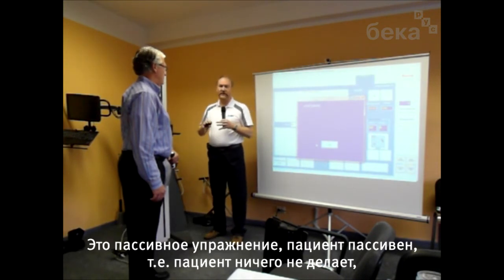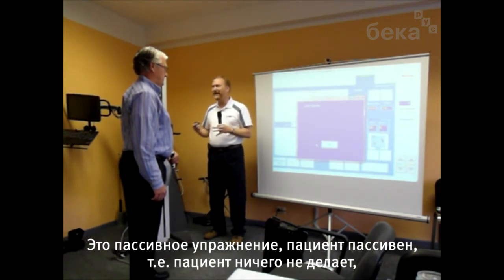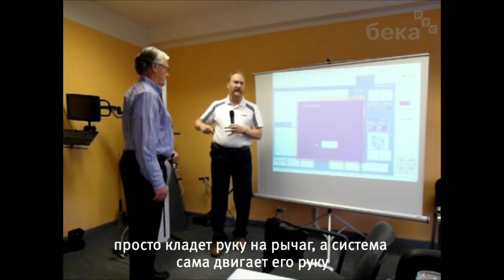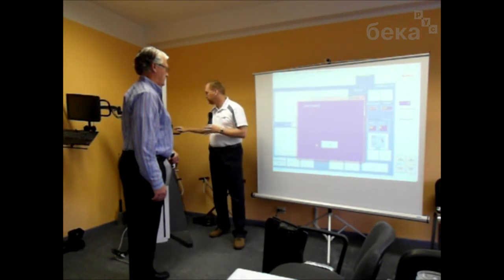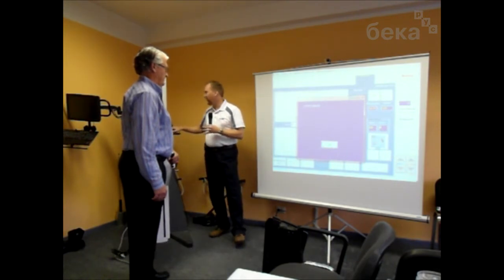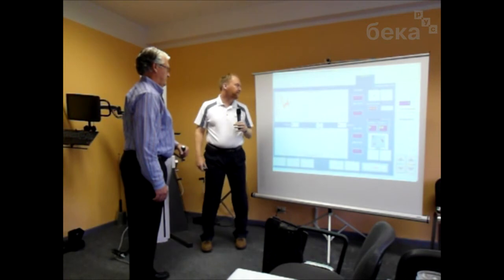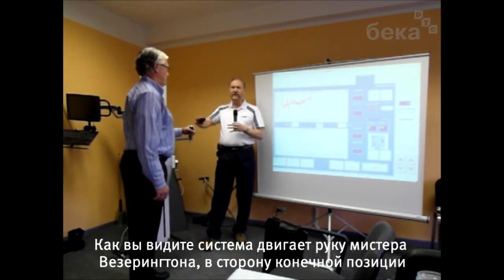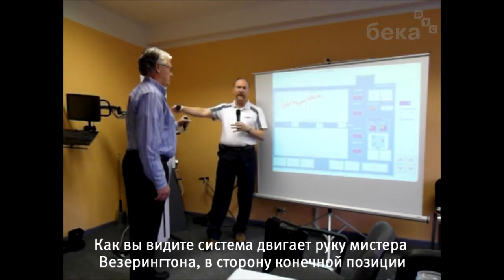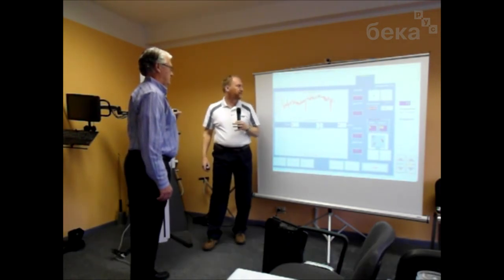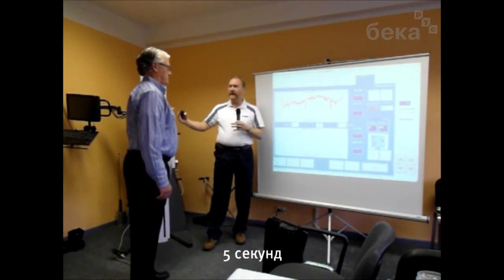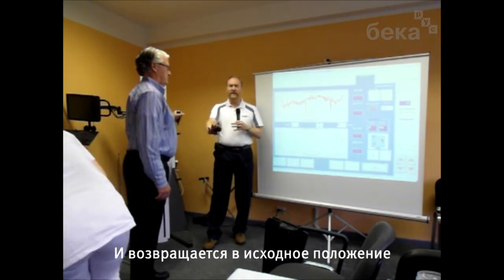So this is just a straight CPM. The patient is passive, so they're really not doing anything other than kind of just riding along with the tool as it's moving them through the range. So you can see that the machine is moving Mr. Wellington's arm out into the external rotation direction. It stops at that end point. 5 seconds, and then it comes back into the neutral position.